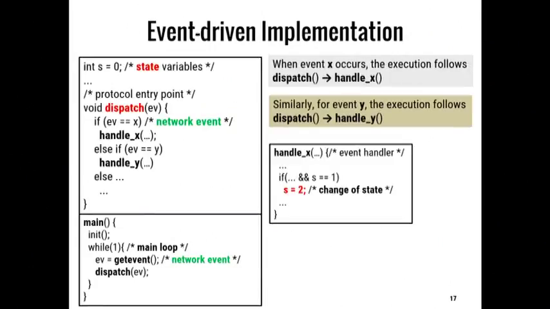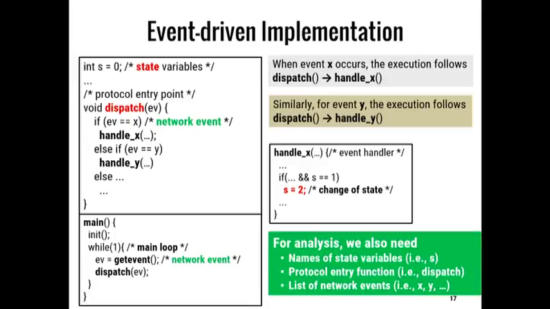Here is an example of a handler. Oftentimes, a handler also changes the state of the protocol. For example, here S is equal to 2, so it's changing from state 1 to state 2. For our analysis, we require the source. In addition, we also require the name of the state variables, in this case S, the protocol entry function, which is the dispatch function that handles all the events and calls appropriate handlers, and the list of network events.